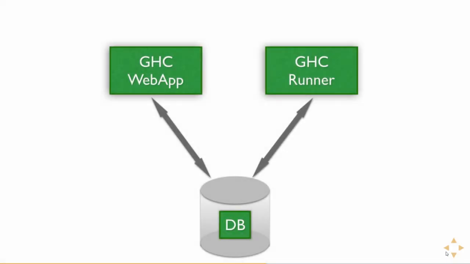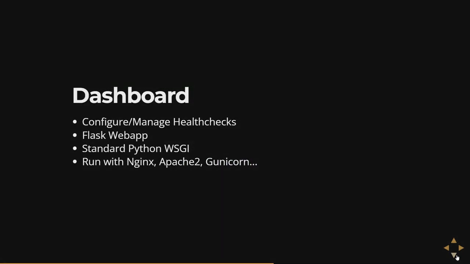So just to visualize that, we have the runner, which is storing results into the database, and then the web application is displaying them. So pretty simple architecture. Simple's good. And as I mentioned, we have a Flask web application. You can configure your checks and all of your services in the user application.